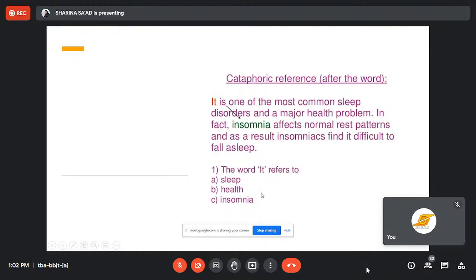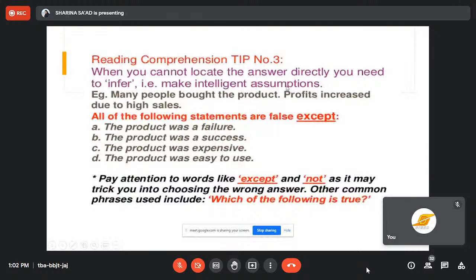So you will get this type of question: what "it" refers to, what "these" refer to, what "those" refer to. Remember, anaphoric is before the word, cataphoric is after the word. Apply this when you answer your MUET reading exam. Now, tip number 3.